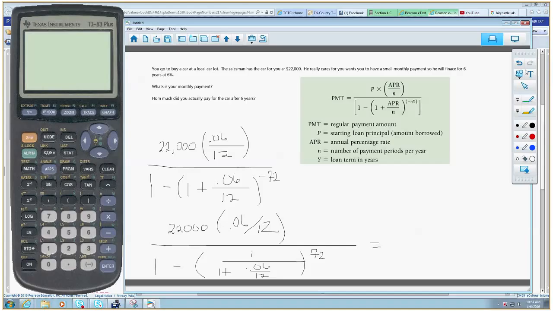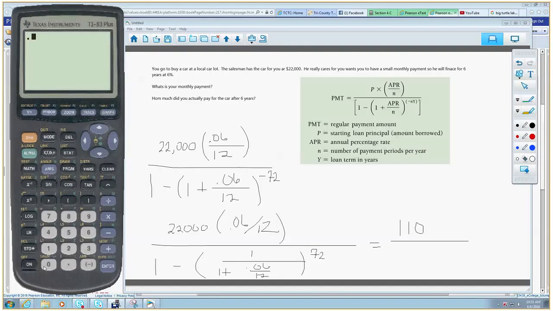Now we take our handy dandy calculator and we say 22,000 times, parentheses, 0.06 divided by 12. I got 110 in the numerator, so let me just write that. I'm not going to store that. 110 in the numerator.